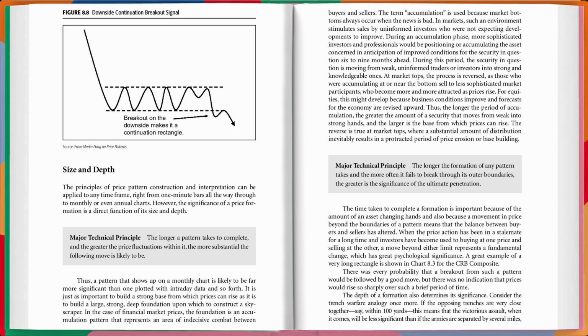In markets, such an environment stimulates sales by uninformed investors who are not expecting developments to improve. During an accumulation phase, more sophisticated investors and professionals would be positioning or accumulating the asset in anticipation of improved conditions for the security in question 6 to 9 months ahead. During this period, the security in question is moving from weak, uninformed traders or investors into strong and knowledgeable ones.